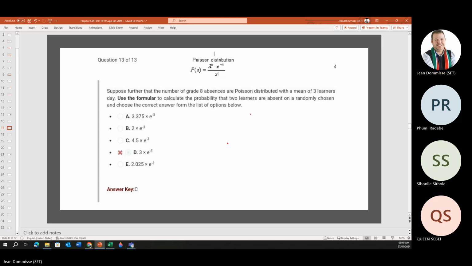So let's write that formula out again, and then we can just complete it. Suppose further that the number of grade 8 absences are Poisson distributed with a mean of 3. So we know lambda is 3. That's the first thing we can populate.